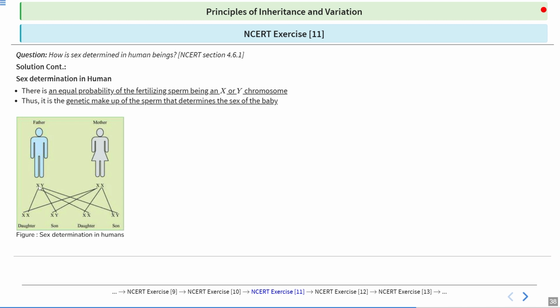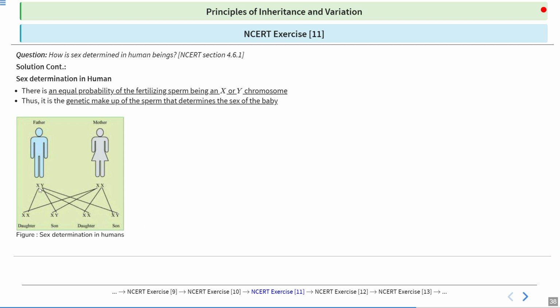Clear? So if the sperm carrying X chromosome fuses with the egg, then it will form the XX condition in the zygote. This will develop into a female. If the Y chromosome fuses with the egg, then a son will be born. Clear? And you can see here males. Remember, this is very important. Males have XY. Males give the Y chromosome to the sons only, okay, and the X chromosome to the daughters. The question can come from here.